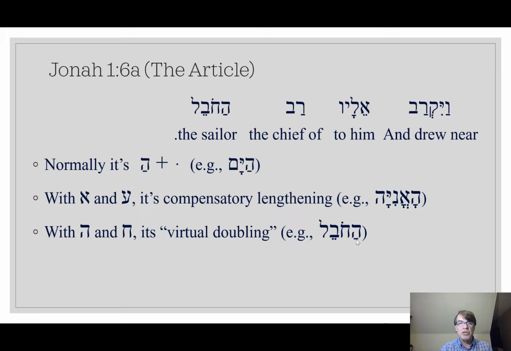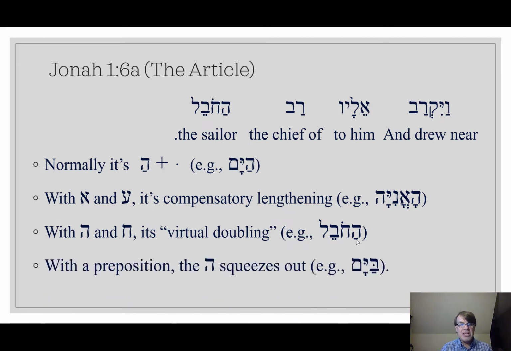So that leaves me with just one more situation to mention, and that is when there's a preposition. So when there's a preposition on the front, like ba, so you have hayam with no preposition, the sea. Bayam is in the sea. And the bet on the front squeezes that hay out like a pimple, pops it out like a pimple. The hay goes away. What the hay? And we're left only with the patak doubling. So when you have a preposition on the front of a word with the article, the hay goes away, and you're left with whatever was there.